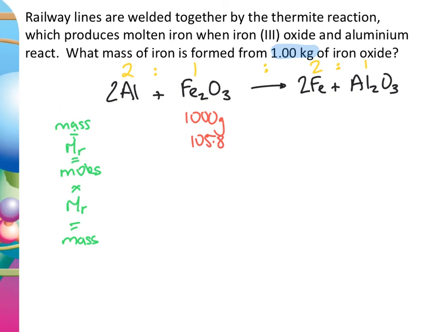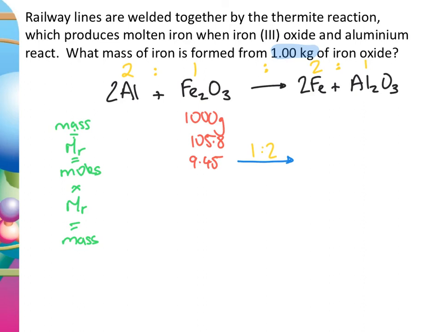And so the number of moles is 1,000 divided by 105.8, which equals 9.45. Okay. And our ratio of iron 3 oxide to iron is 1 to 2. So that means we have twice as many moles of iron as we do iron 3 oxide.